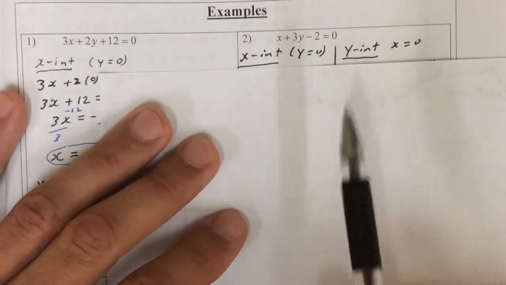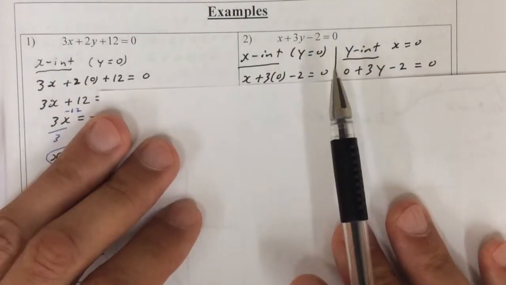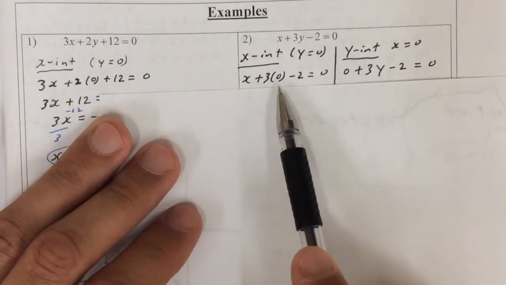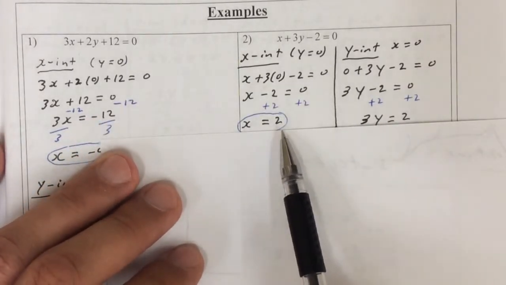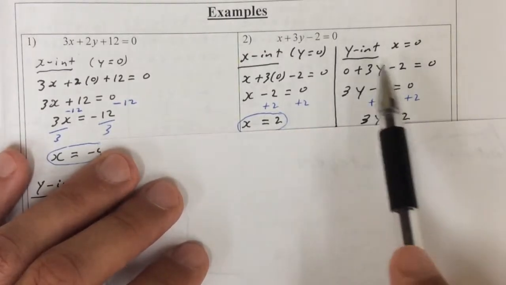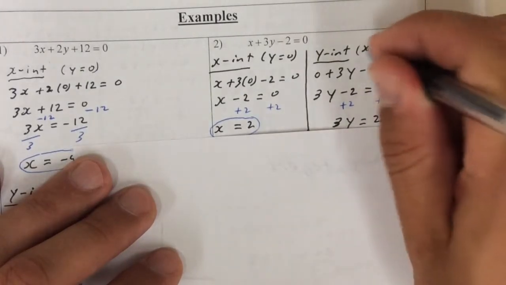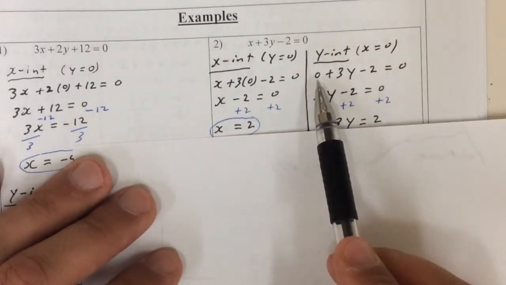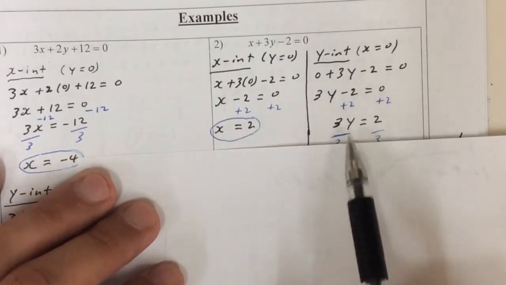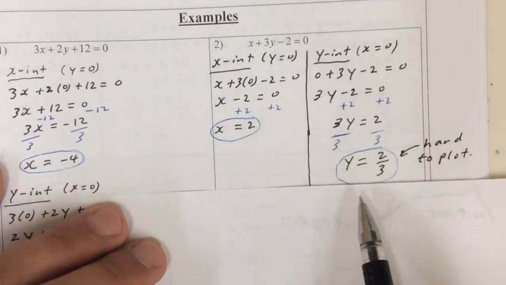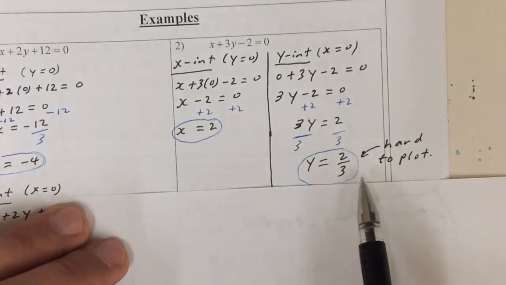So the x-intercept, when y equals 0, plug y equal to 0 in there, solve, and you get x equal to 2. That's a nice number. We can use that. The y-intercept at x equal to 0, plug x equal to 0 in, you get 3y minus 2 equals 0, add 2 to both sides, divide by 3, and you get the y-intercept is 2/3. That's kind of hard to plot.